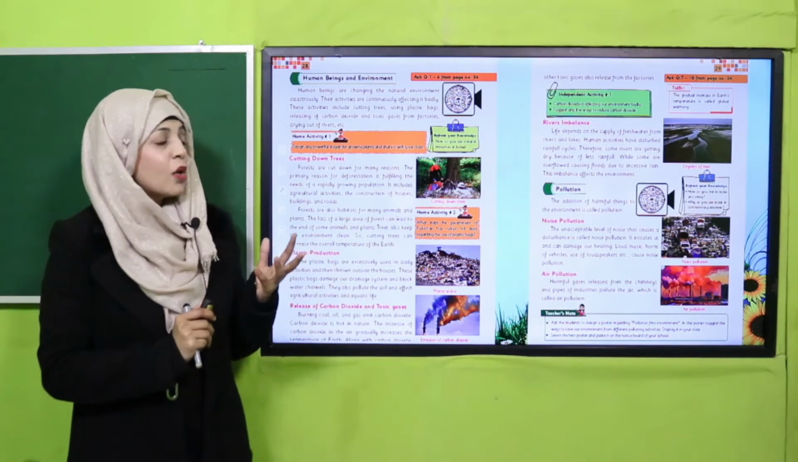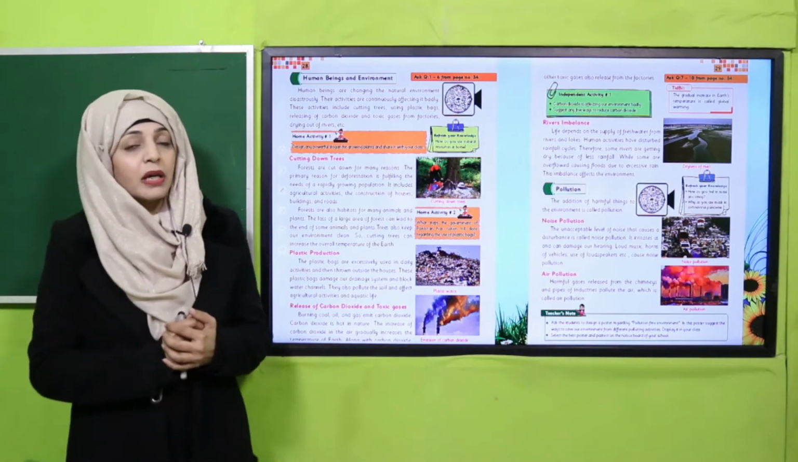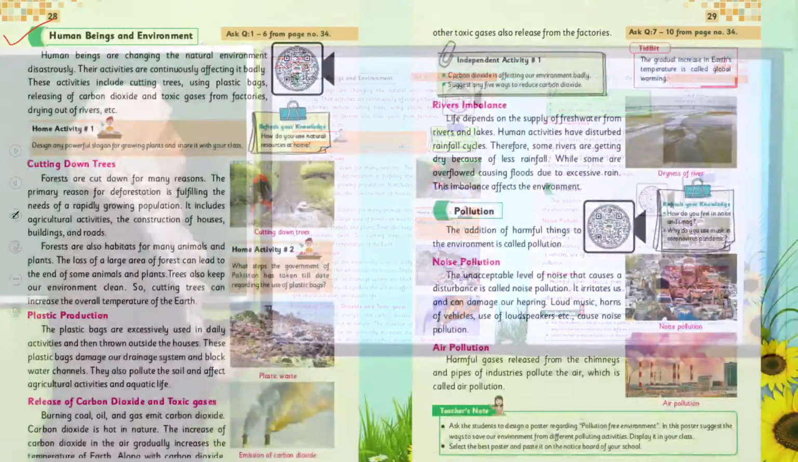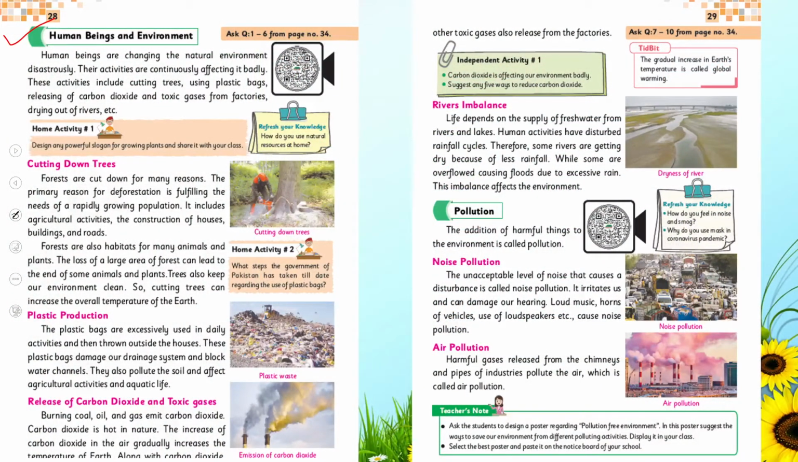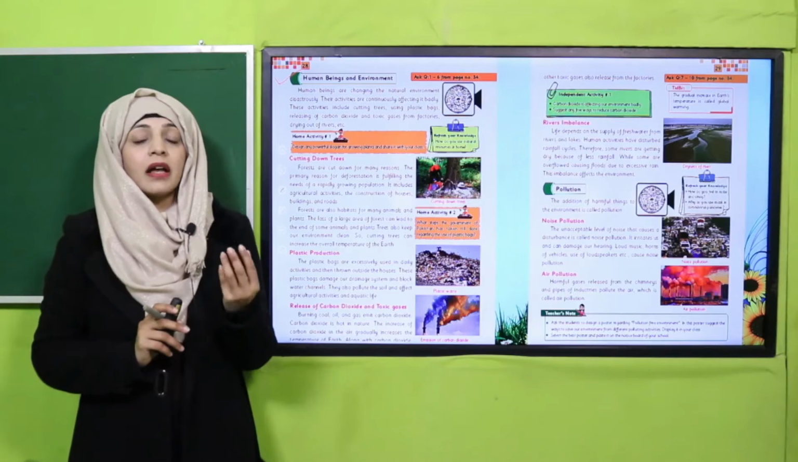Now let's quickly look at the reading pages. I will ask you questions and we will review it together. So we started this unit with human beings and their environment. Quickly tell me some ways in which human activities have affected the natural environment. Deforestation, plastic bag production, release of carbon dioxide and toxic gases, and river imbalance. This is how we have affected our environment.